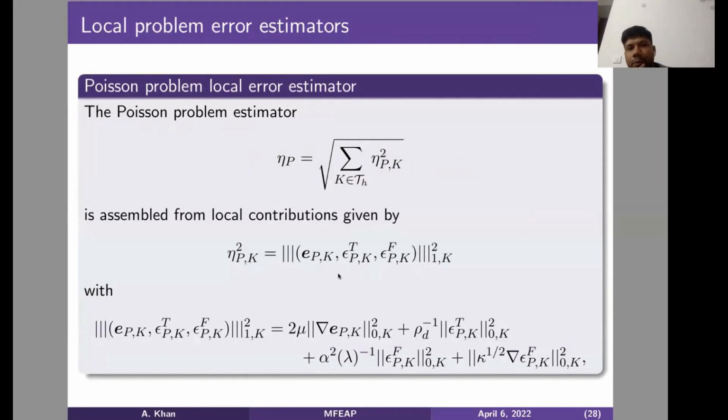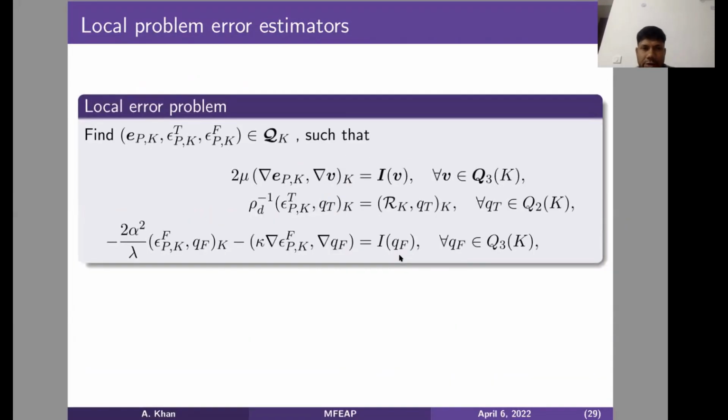So we'll try to move to the Poisson problem local error estimator, which is nothing but the local contribution of this Poisson error estimator. And the definition of this Poisson error estimator is nothing but the triple norm of these three error quantities. So to compute these three error quantities, we need to again solve a PDE. But now we don't need to solve this coupled problem. Now we are solving only decoupled problems. All equations are independent. We can compute them separately.